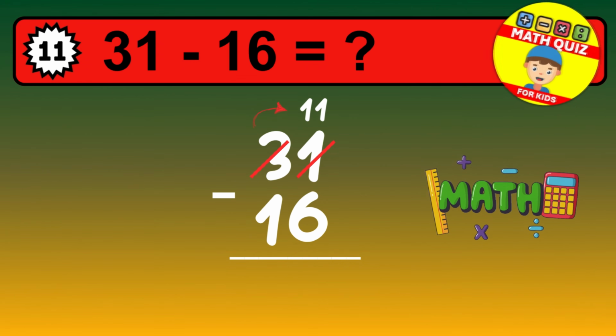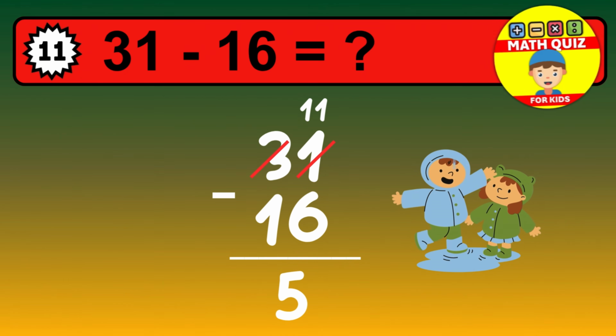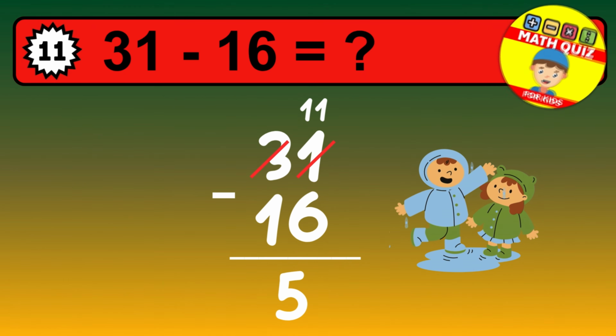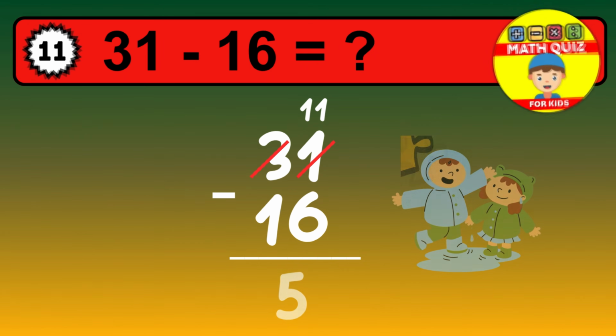Now we subtract. 11 minus 6 is 5. Then we go to the tens. 2 minus 1 is 1. The final answer is 15.